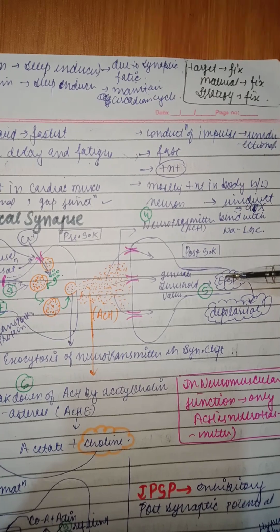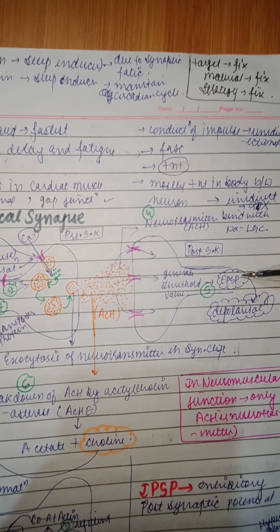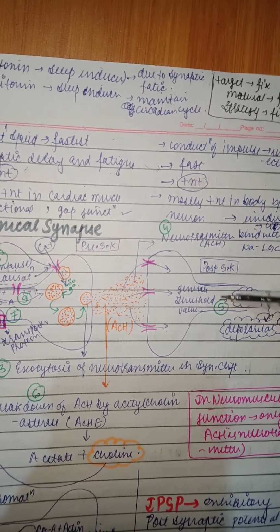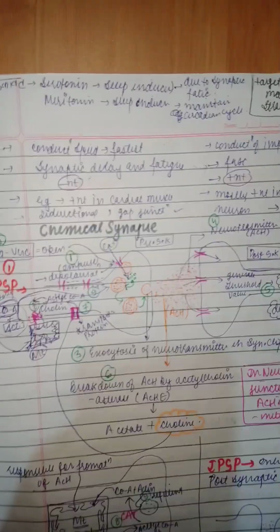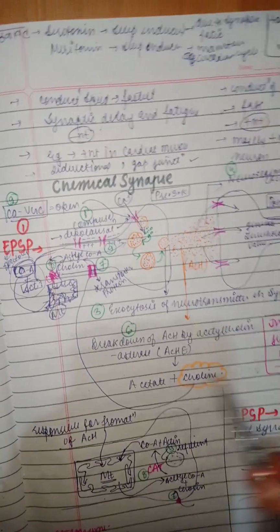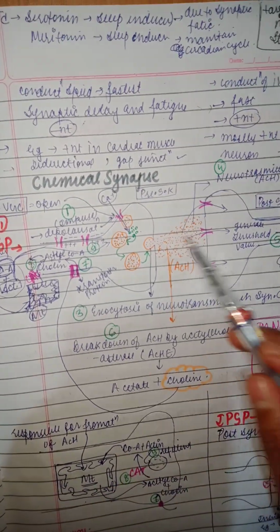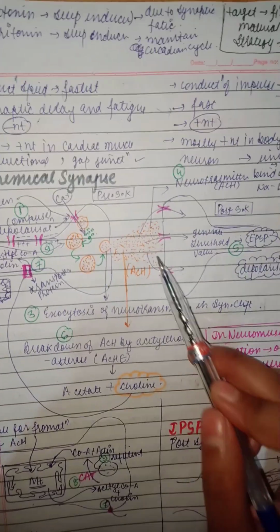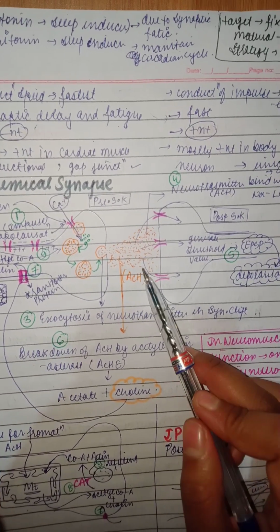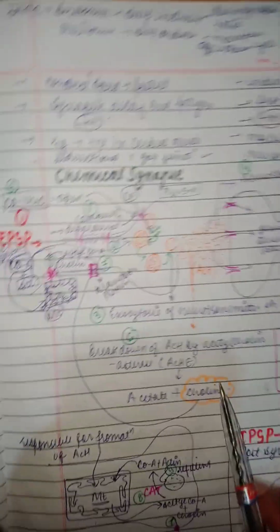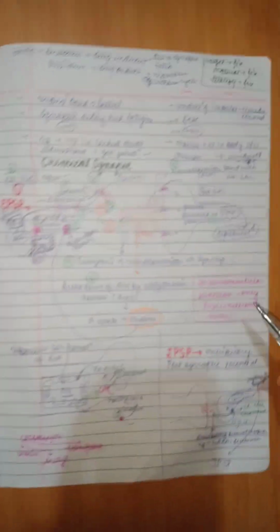and this will induce the excitatory postsynaptic potential, so that the depolarization will occur inside the postsynaptic membrane. After the depolarization in the postsynaptic membrane, the breakdown of this extra ACh will occur by the enzyme called AChE, which will convert ACh into acetate and choline. This choline will further go to the presynaptic membrane via the transporter protein.